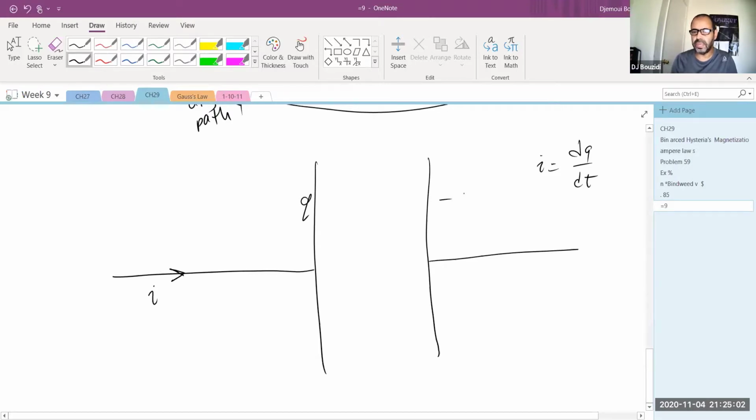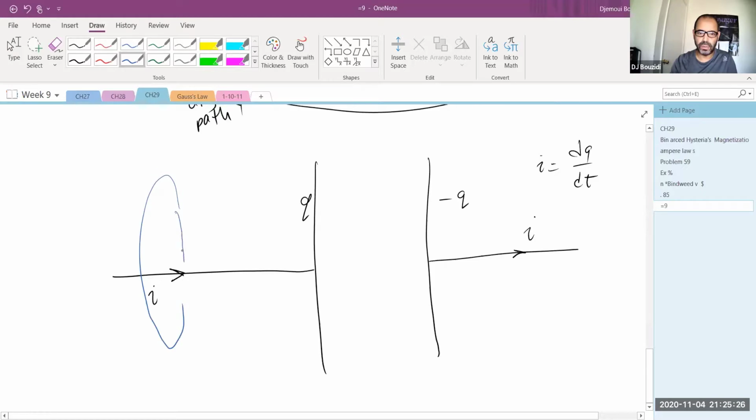Of course, from this side it's a negative Q, and it's the same current. This is the same I, but it's moving in the opposite direction, away from the charge. Anyway, he said, we're going to try to apply Ampere's law for this loop. So he chose this loop.